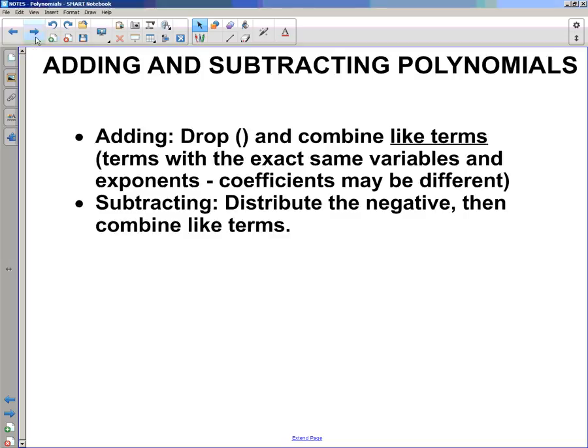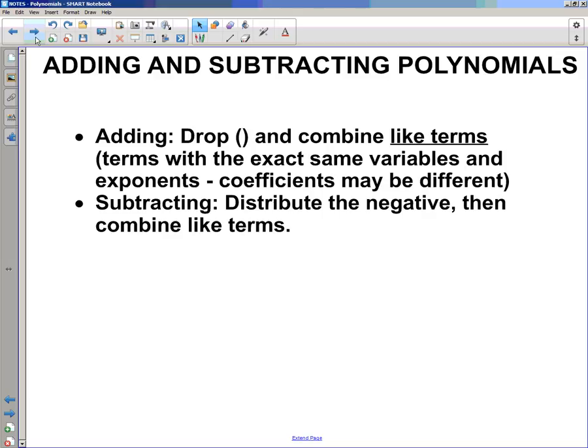Okay, first video in our series on polynomials, we're going to talk about adding and subtracting polynomials. And this is pretty straightforward stuff. If you're adding two polynomials, basically you can just drop the parentheses around each polynomial and combine like terms. Remember, a like term is a term that has the exact same variables with the exact same exponents on them. However, their coefficients may be different.